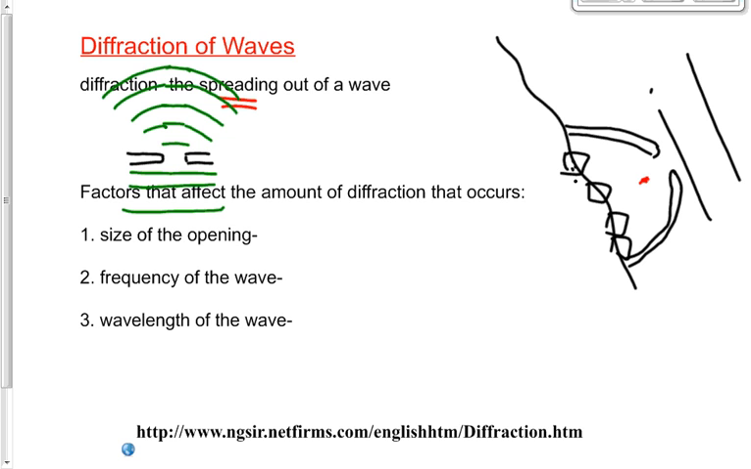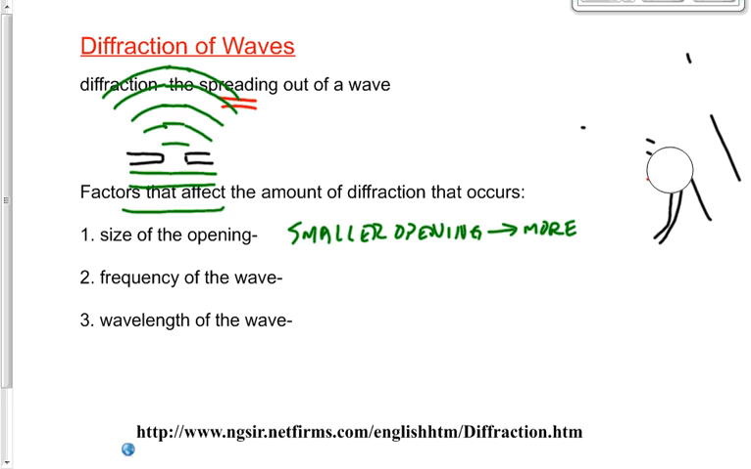Now, there's a couple of things that will affect the amount of diffraction that takes place. The size of the opening, the frequency of the wave, the wavelength of the wave. The smaller the opening, the more diffraction you will get. In other words, it's going to spread out more. Let me show you a picture of that.